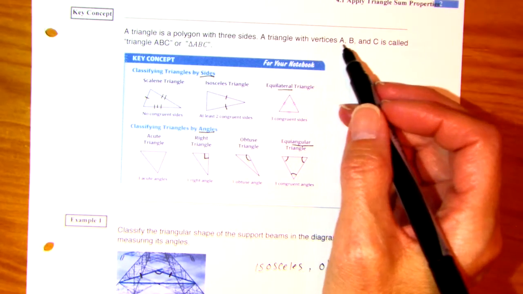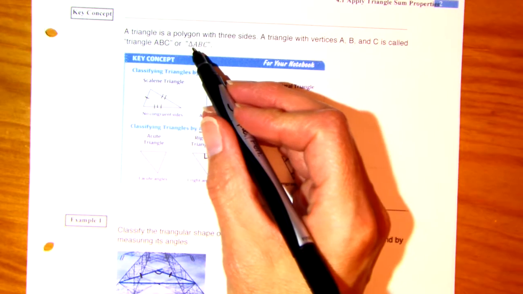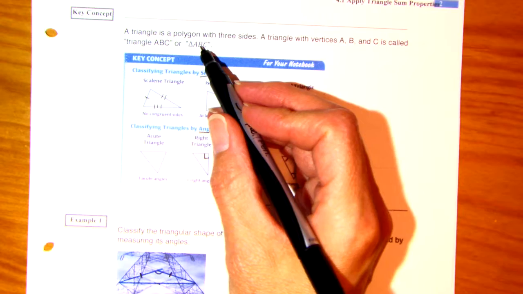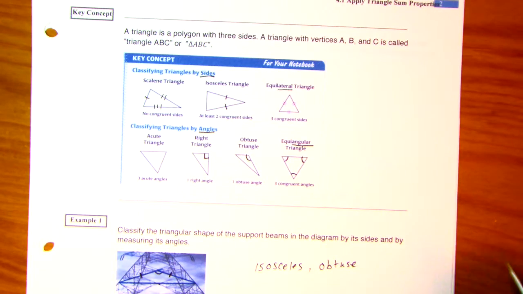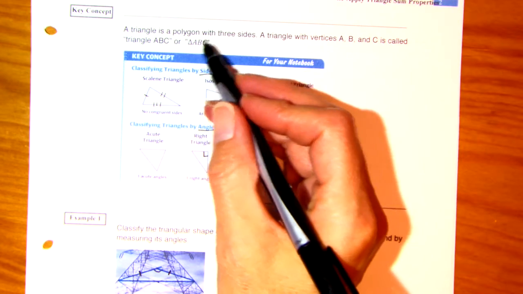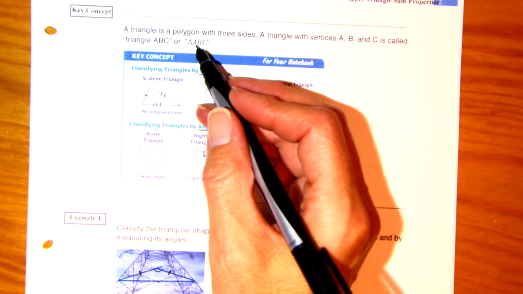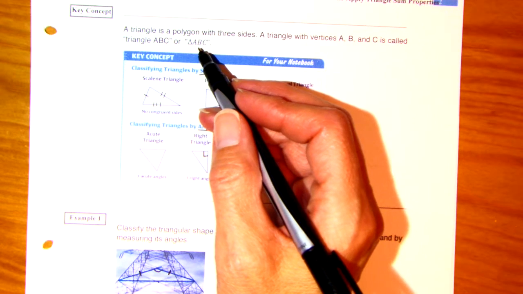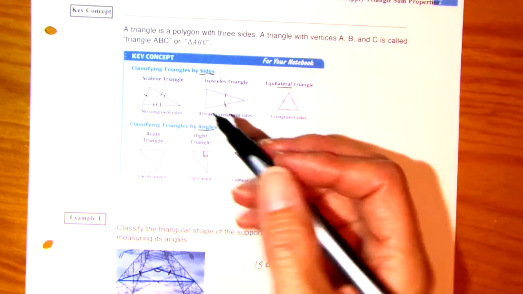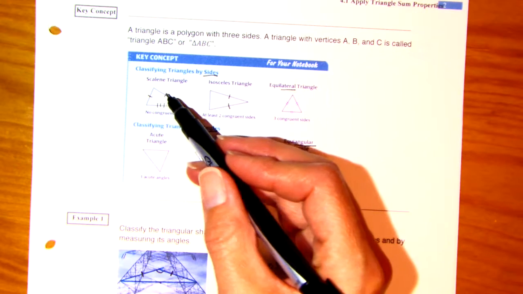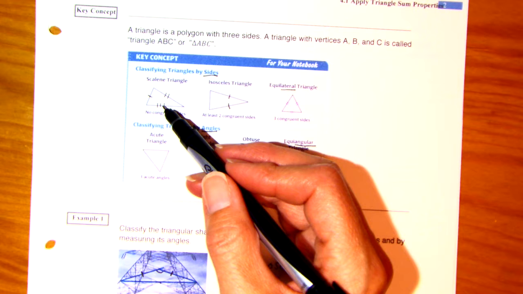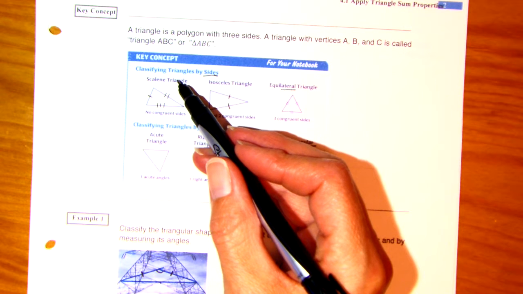A triangle with vertices A, B, and C is called triangle ABC, kind of like how we had an angle and stuff. And it doesn't matter which one comes first. Usually they do it in alphabetical order. So this is the same as triangle BCA, triangle CAB, triangle CBA, etc. All right. If all three sides are different in a triangle, it's scalene.